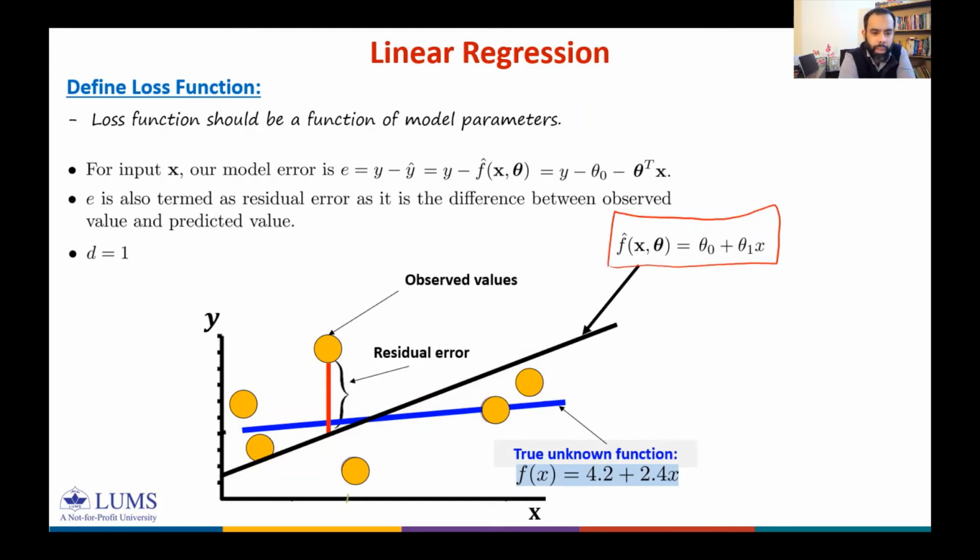Say you take this x. For this x, your observed output is this yellow point. And your model is predicting, sorry, it should be a straight line, this is your model prediction. So the difference between these two along the y-axis is your model error, the residual error.